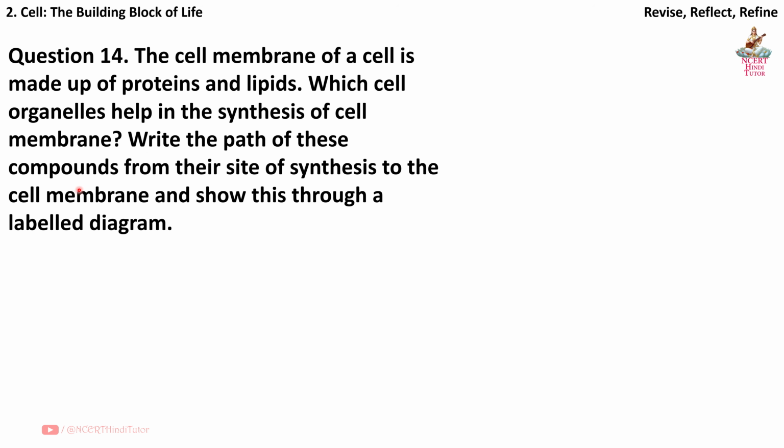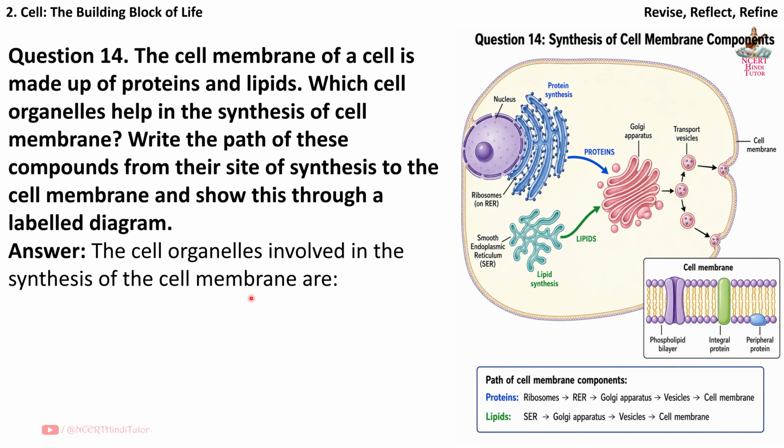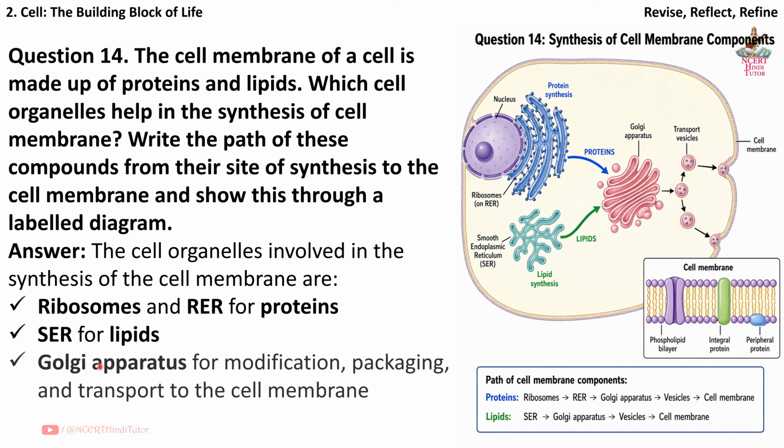Write the path of these compounds from their site of synthesis to the cell membrane and show this through a labeled diagram. Answer. The cell organelles involved in the synthesis of the cell membrane are ribosomes and RER for proteins, SER for lipids, Golgi apparatus for modification, packaging and transport to the cell membrane.